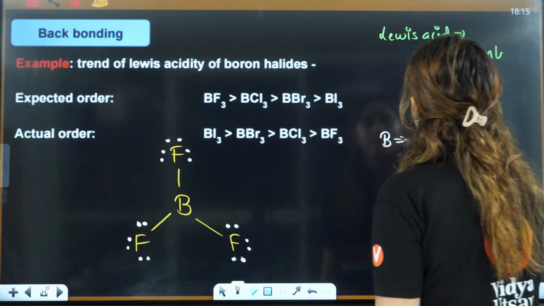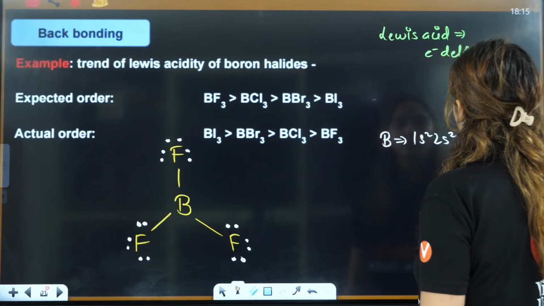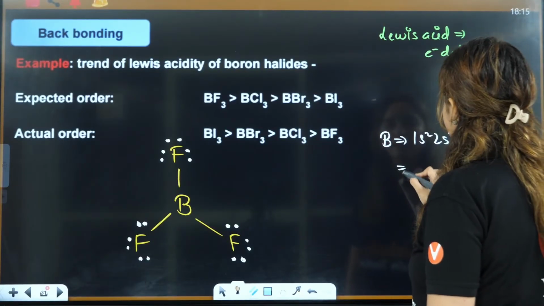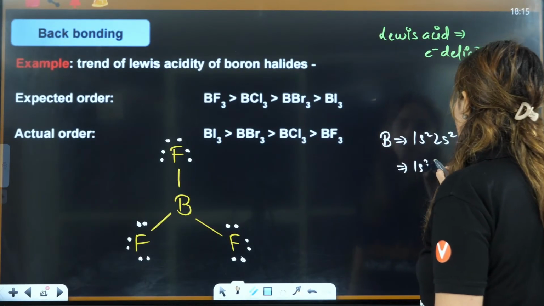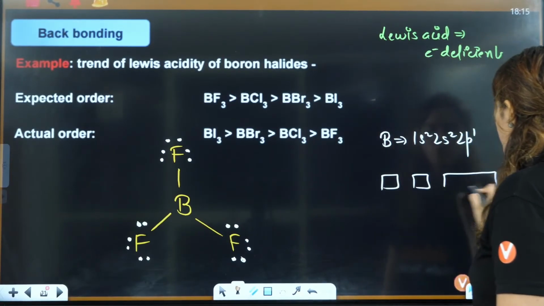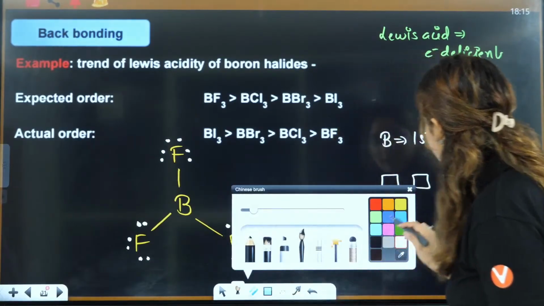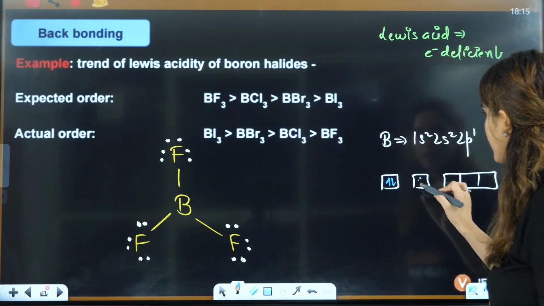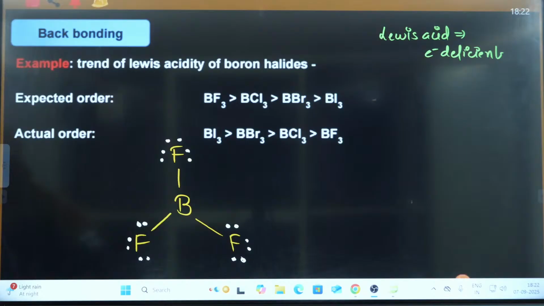Boron is 1s2, 2s2, 2p1. When it is excited, it will become like this. This is 1s, 2s, this is 2p. When the electrons are excited in the valence shell, it will become 1, 2, 3.